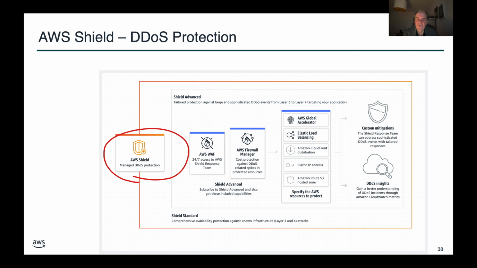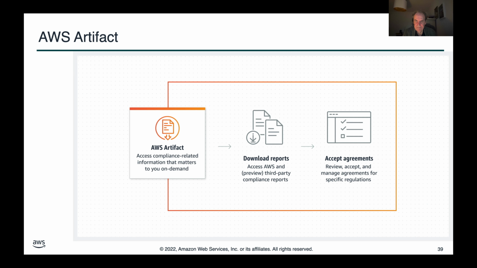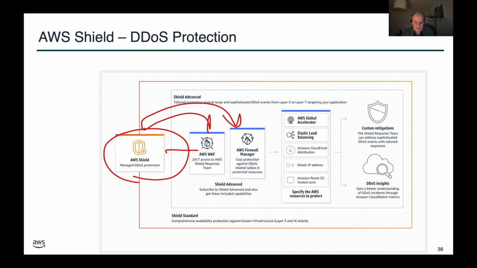AWS Shield is an important service. It protects against denial of service and can obviously be integrated into our Firewall Manager and also into our WAF. One way to cope with denial of service is with elastic load balancing. So Shield integrates with that back end to be able to spin up other instances as we're being attacked, so that customers don't feel that they are disadvantaged.